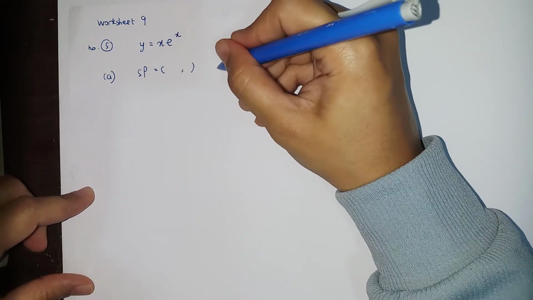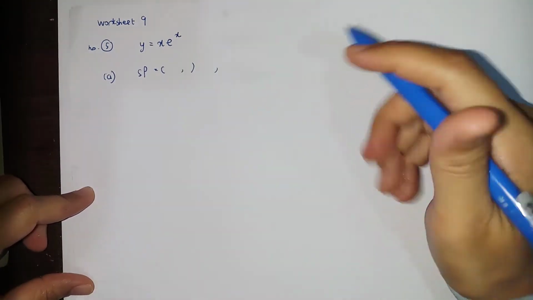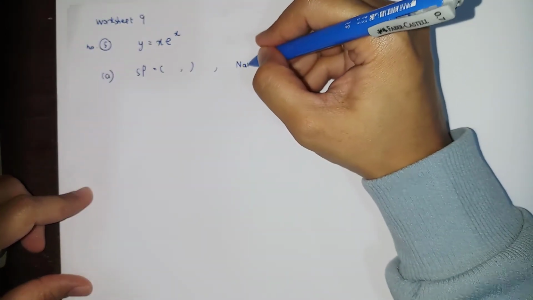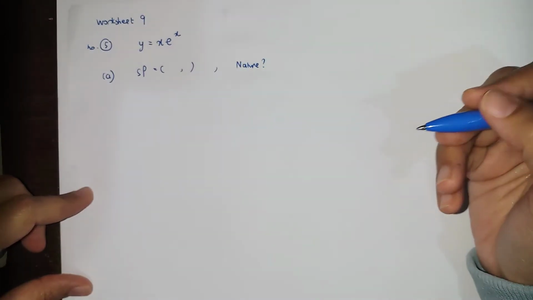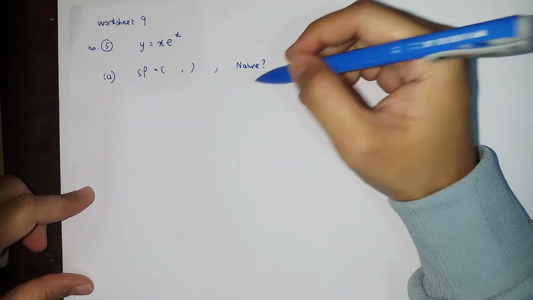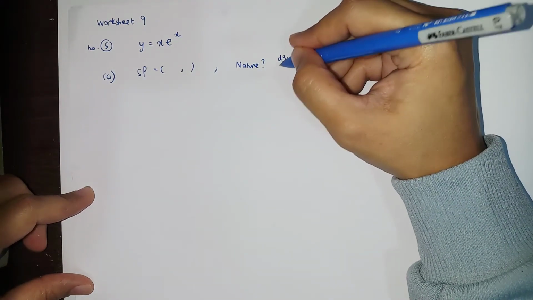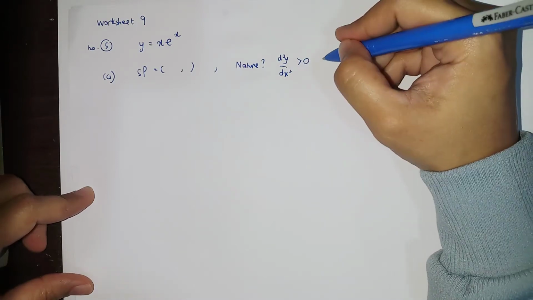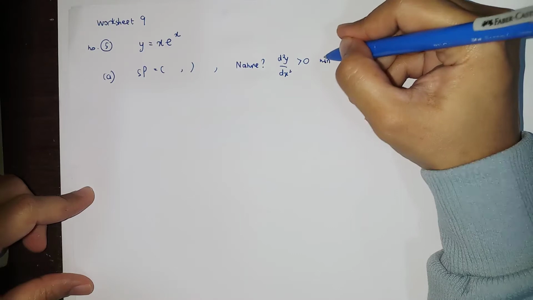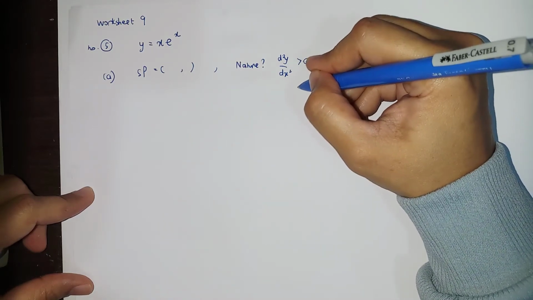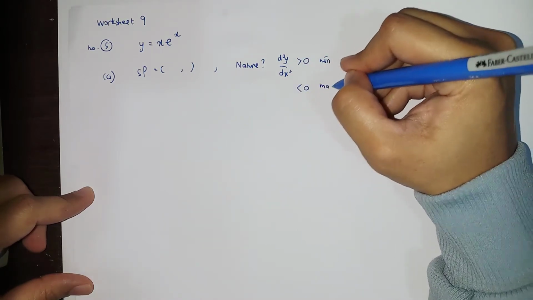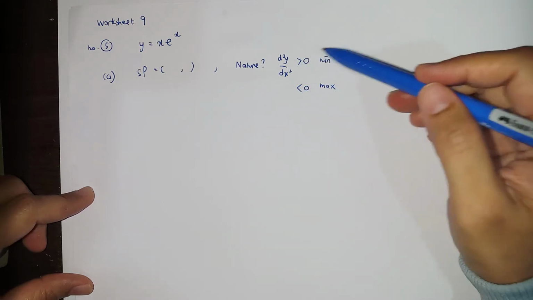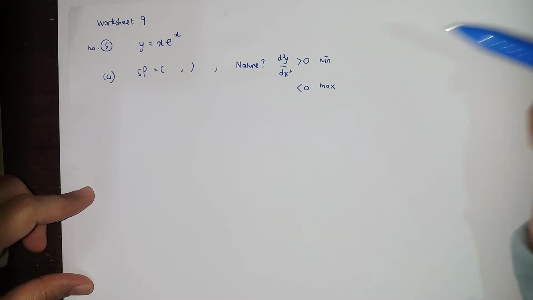And then the second part of the question asks us to determine the nature of that stationary point. So how do we determine nature? By calculating the second derivative. If the second derivative is greater than 0, it is a minimum. If your second derivative is less than 0, it is a maximum. So we need to calculate that value to determine whether it's a minimum or maximum stationary point.